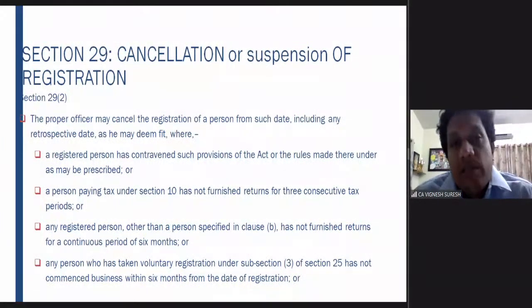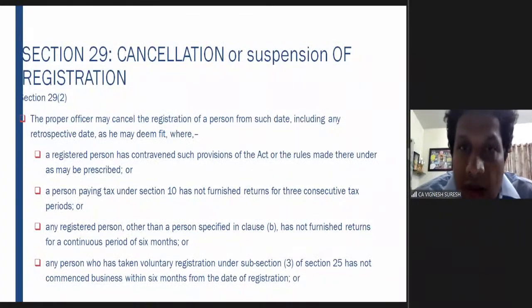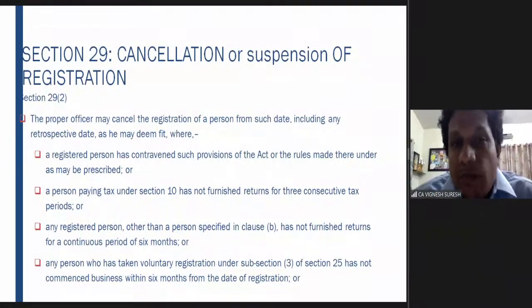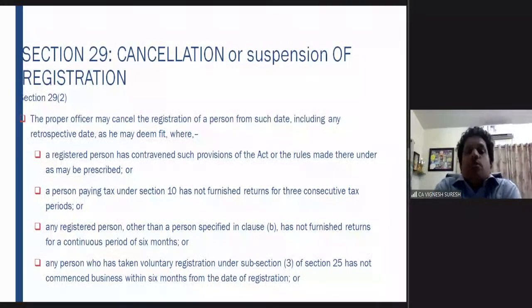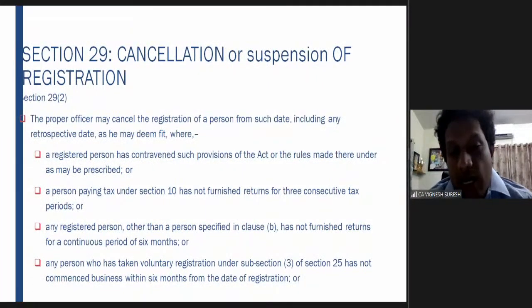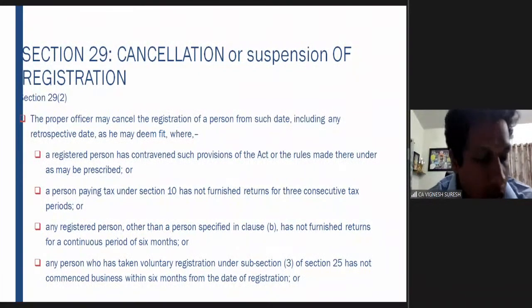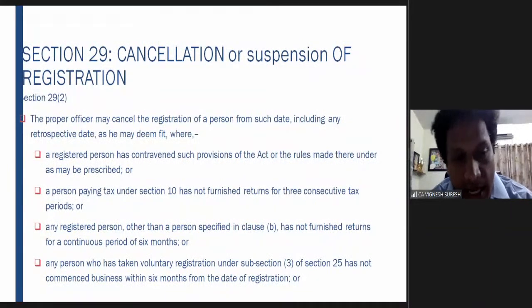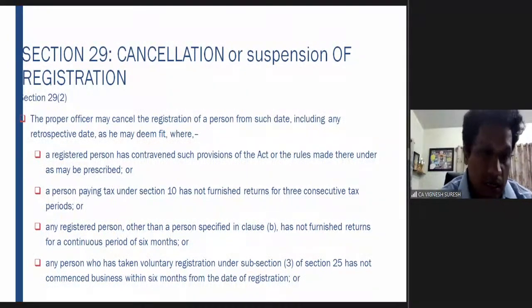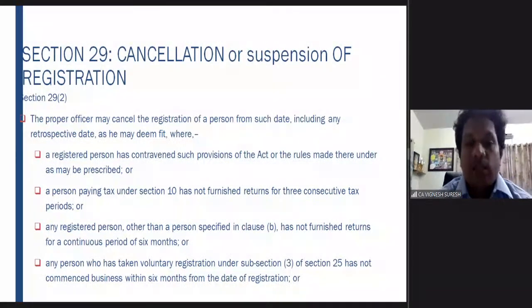Then, a person who has opted for voluntary registration has not commenced business within 6 months from the date of registration. So a person who has taken voluntary registration under section 25 subsection 3 has not commenced the business within 6 months from the date of registration. This exactly is what is given in this section.